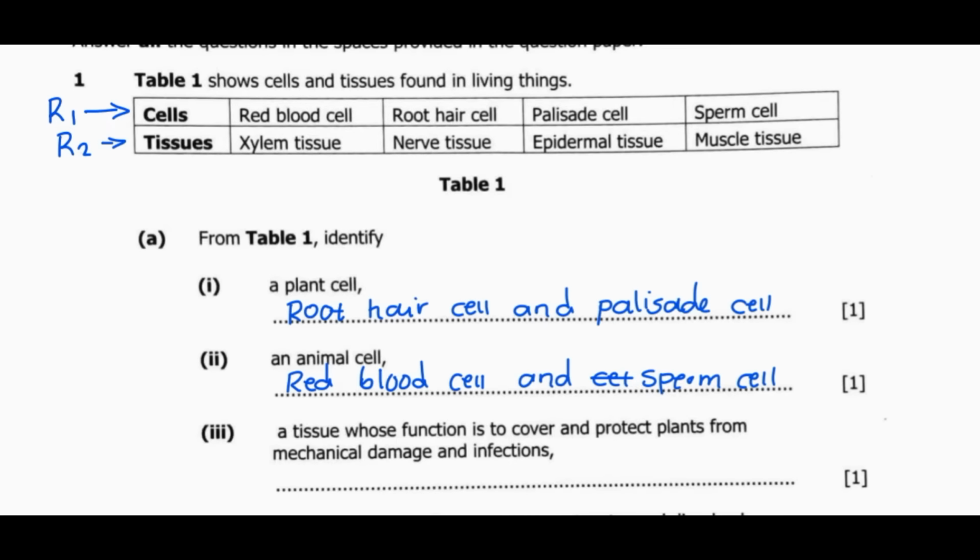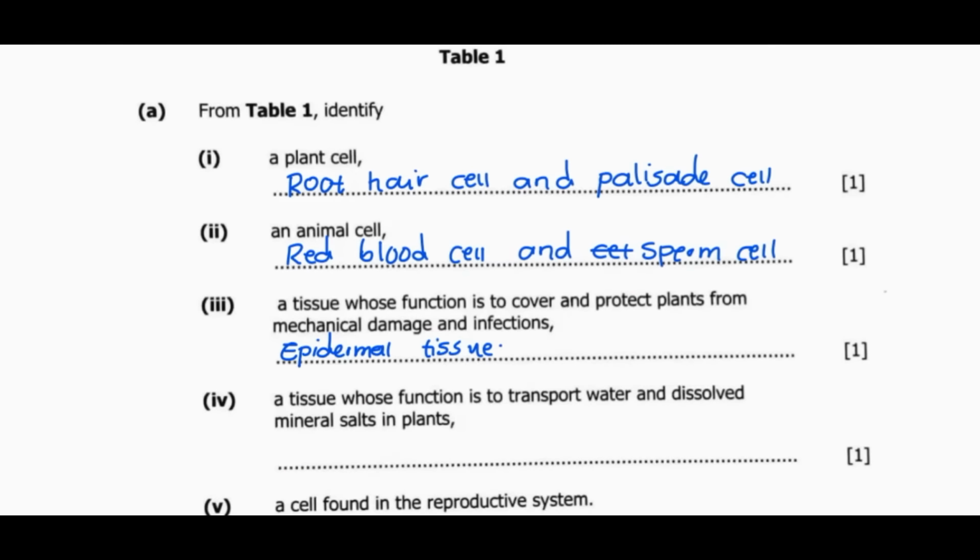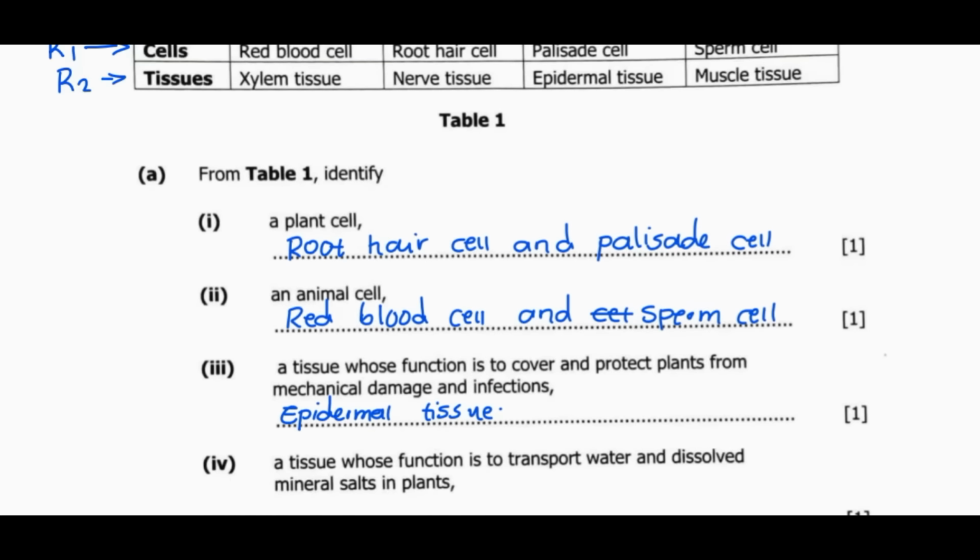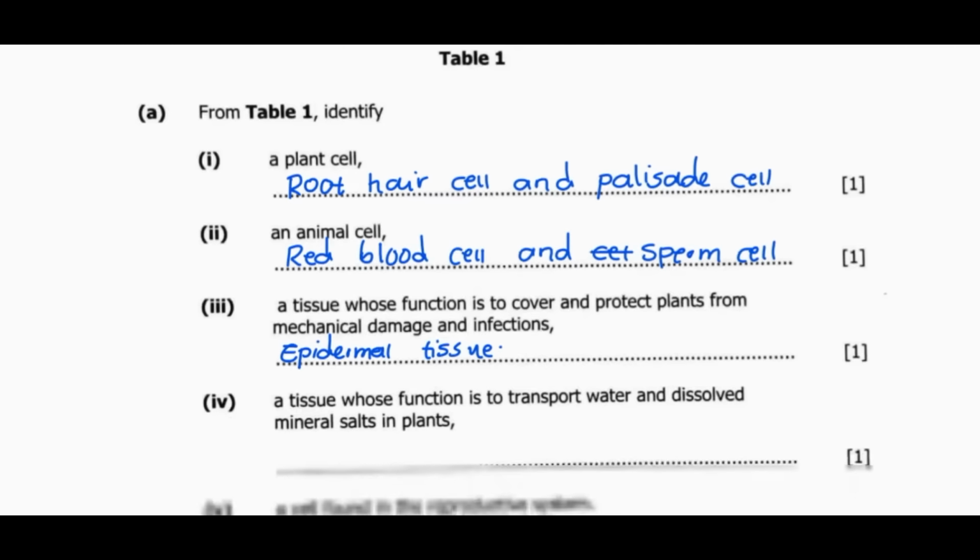Then for Roman number 3, a tissue whose function is to cover and protect plants from mechanical damage and infection. So we know that that's epidermal tissue, because the function of the epidermis is the protection from damage and infection. So it is epidermal tissue. Now let's look at the question for a tissue whose function is to transport water and dissolved mineral salts in plants. So it's a xylem tissue there.